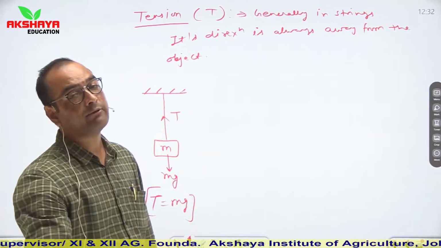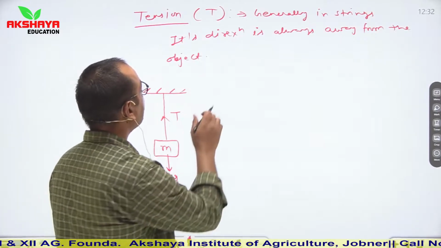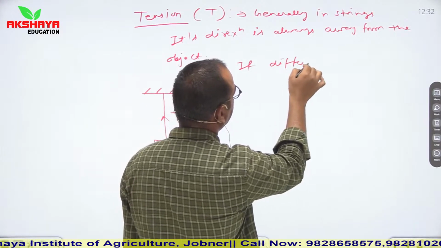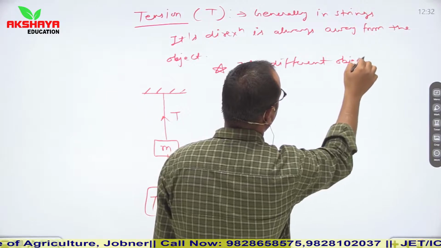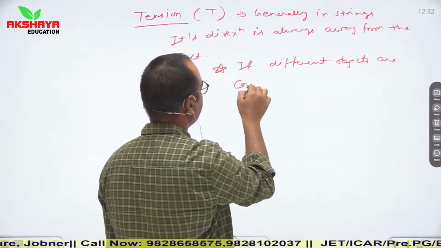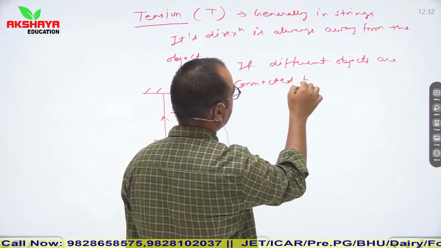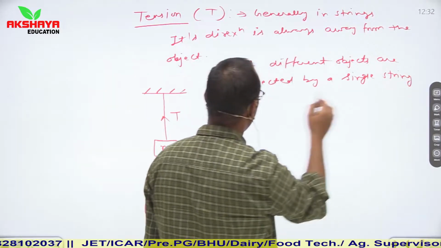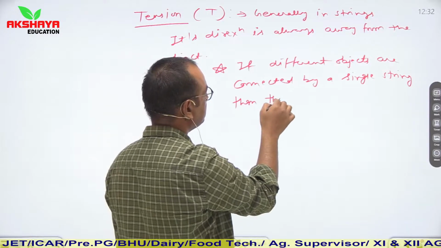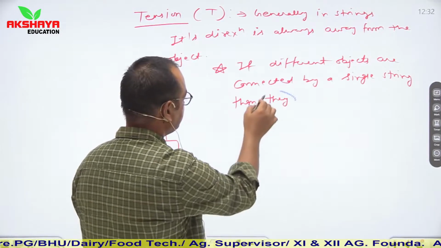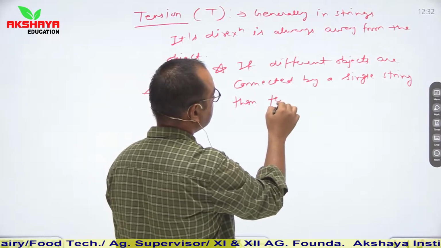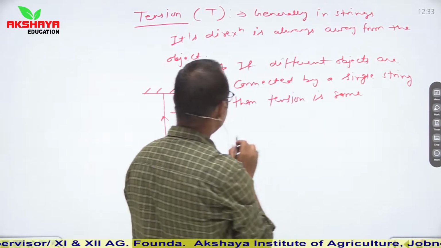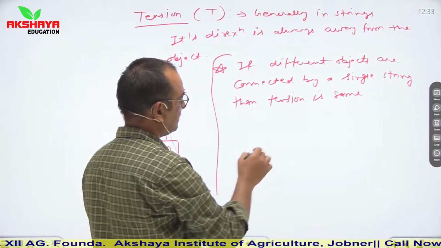Similarly, the second point which you have to remember while calculating questions based on tension is, if different objects are connected by a single string, then tension is same. Let us explain it with an example.